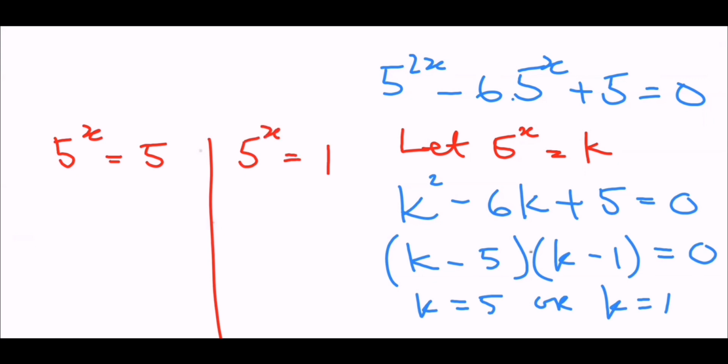Let's start with the left-hand side first. If 5 to the power of x is equal to 5, then what is x? x is equal to 1. Correct, because the exponent of that 5 is the invisible 1. If 5 to the power of x is equal to 1, then what is x? x is equal to 0. Yes, and that's because 5 to the power of 0 is 1. So therefore, x has to be 0. Pretty simple stuff. And that's it for the equations.